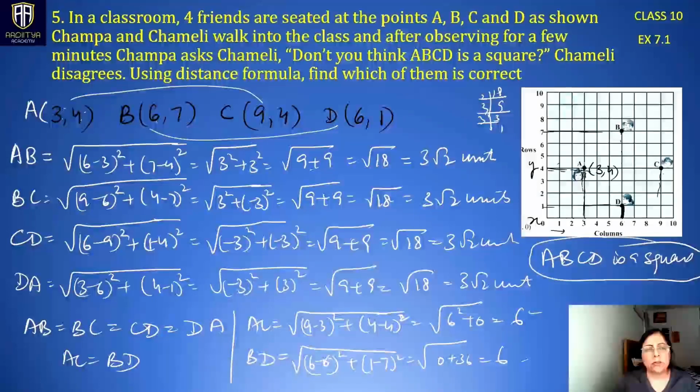Right? That means if you have to prove a quadrilateral being a square, all the four sides should be equal. Moreover, both the diagonals should be equal. Right?